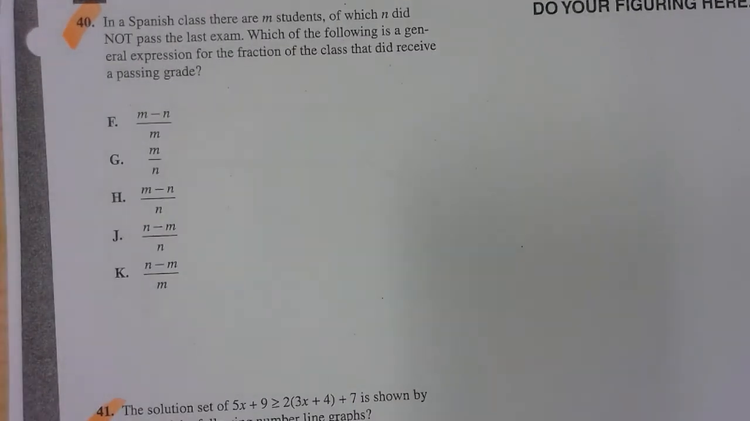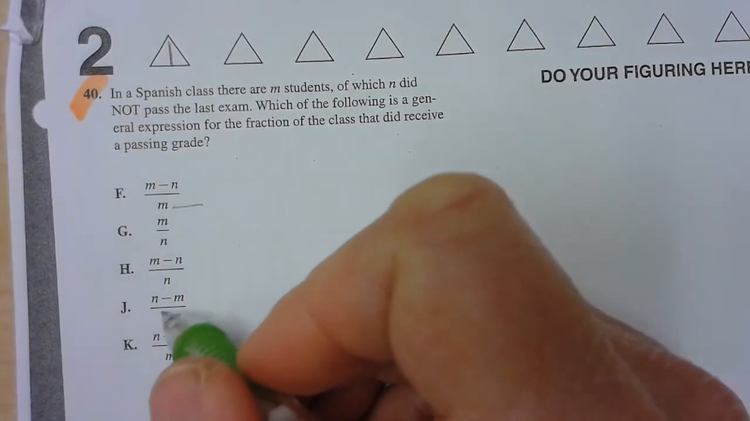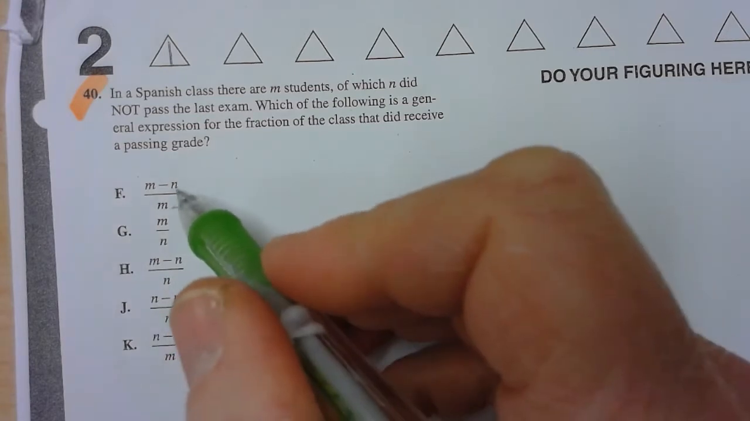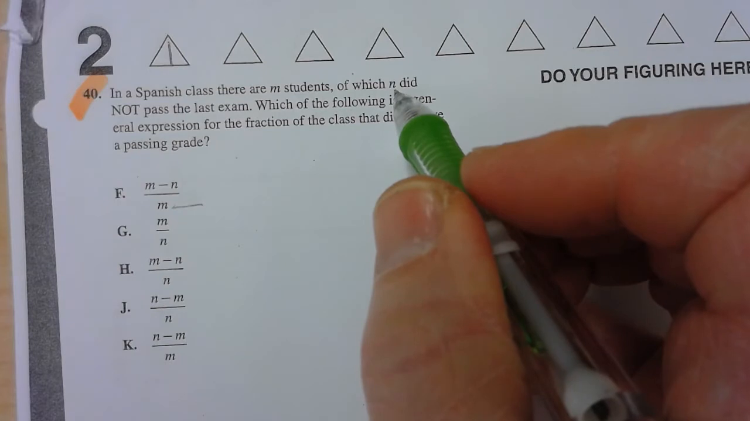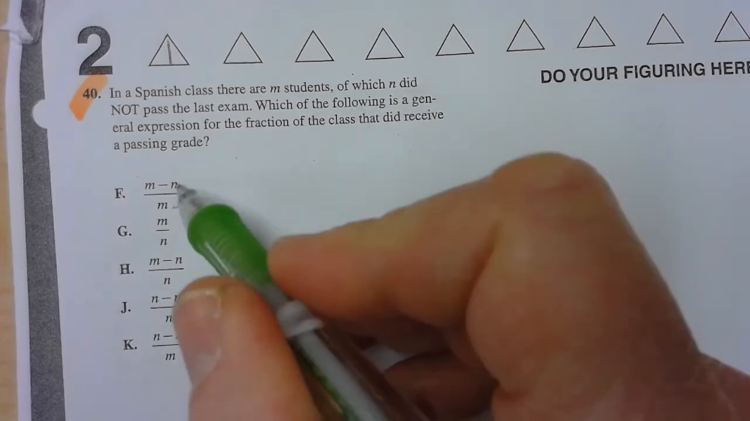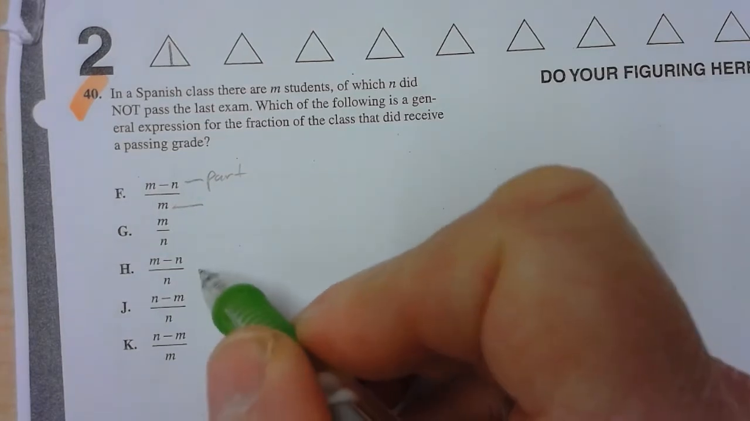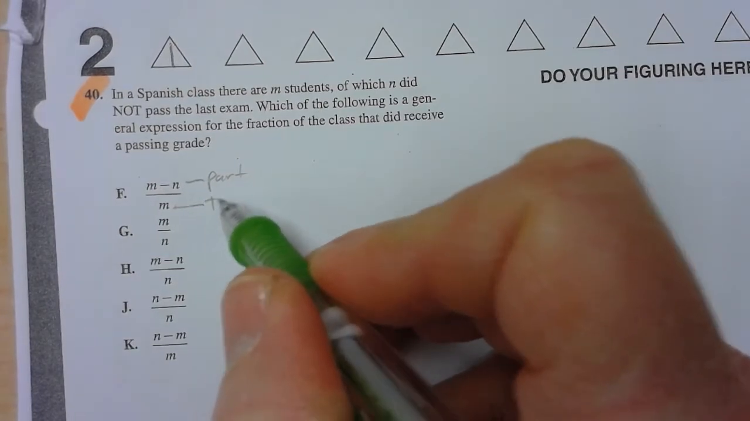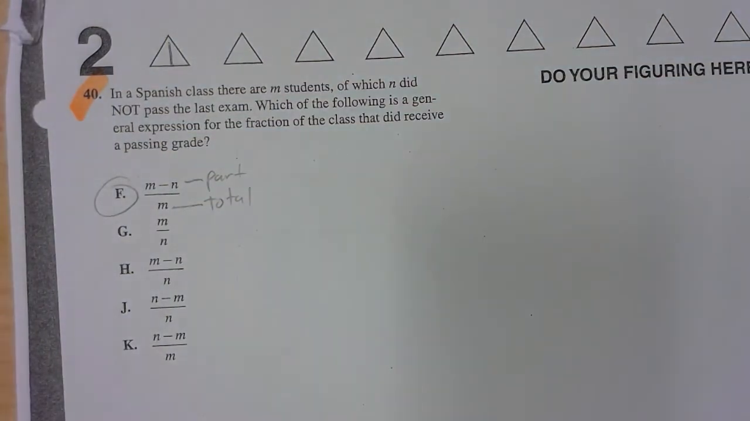Number 40, Spanish class. The whole of the class is that part, and then if you take off the part that these people that then did not pass it, you got to take that from the whole. So that's the part, right, that passed it, and then this would be all the people, the total. So I'm highlighting this one because the answer is F.